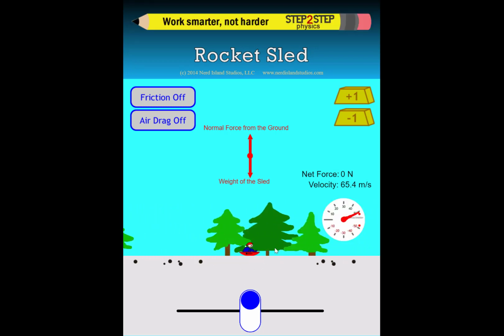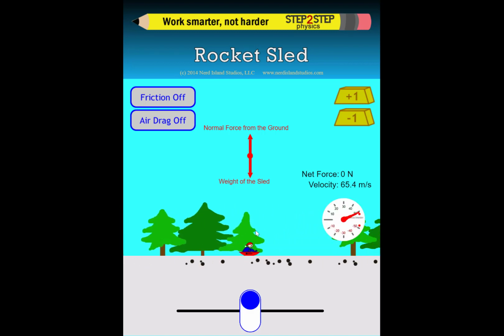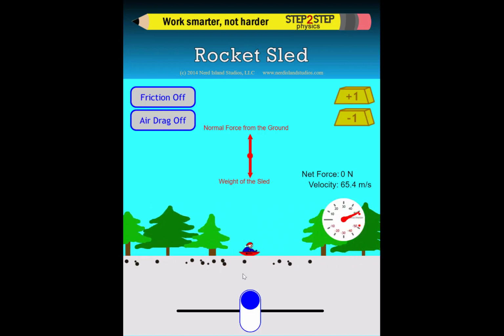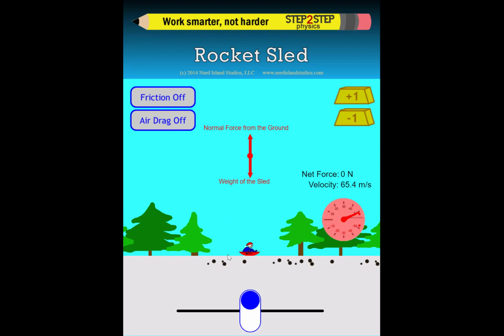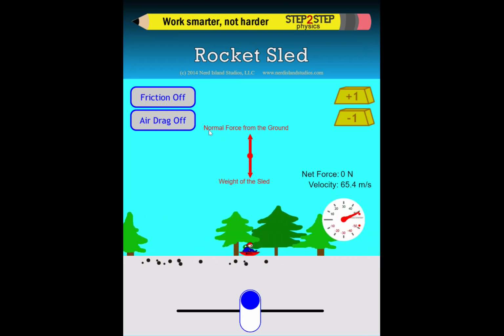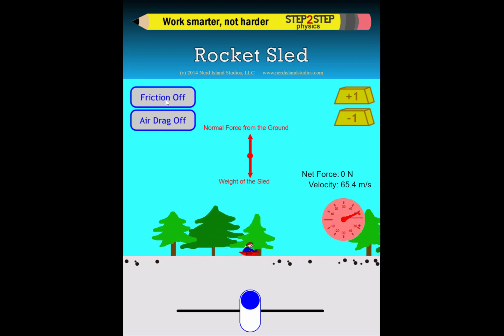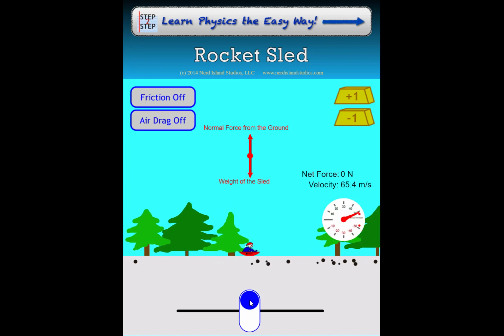The sled is in equilibrium right now. And this is an illustration of Newton's first law of motion. If there's no outside net force, an object will travel at a constant velocity. So last thing we can do is we can stop the sled. We need to apply a backwards force to slow it down.